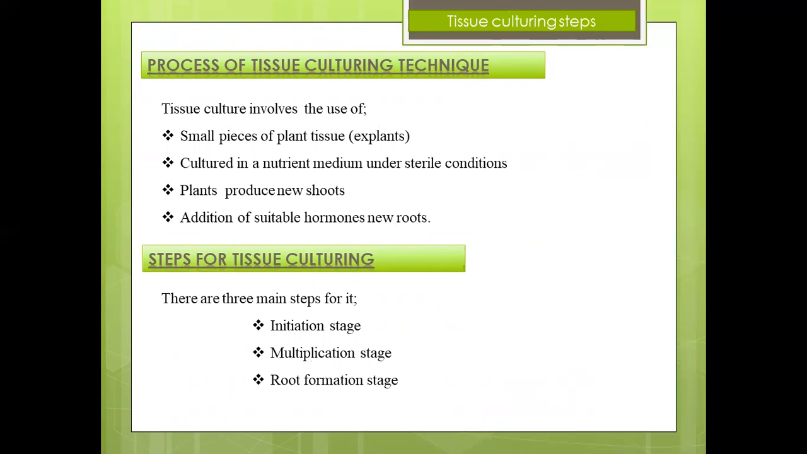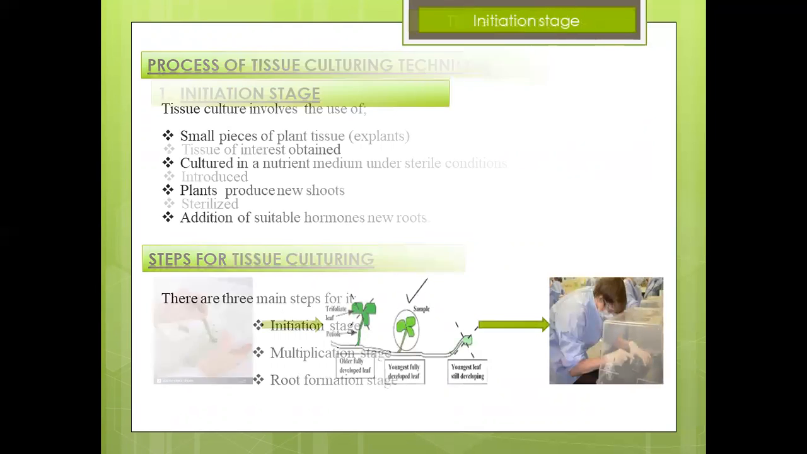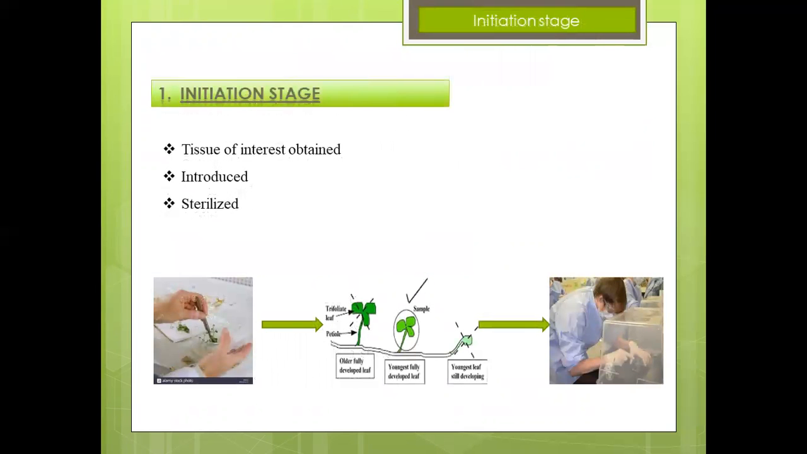What are the steps included in tissue culturing technique? There are three main steps included in it, named as initiation stage, multiplication stage, and root formation stage. What is initiation stage? Initiation stage is the first stage of tissue culturing technique. Here, the tissue of interest is obtained and sterilized in order to prevent any microorganism from negatively affecting the process. It is during this stage that the tissue is initiated into culture.